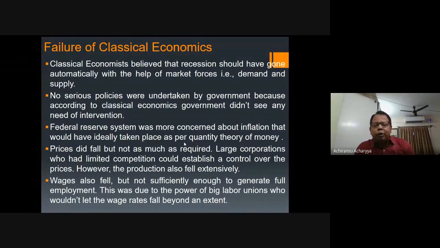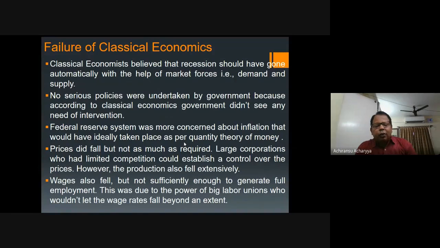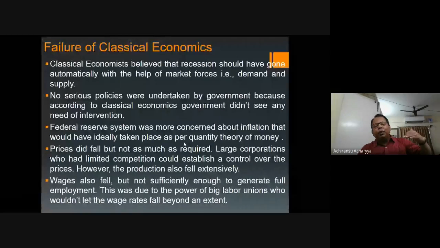The Federal Reserve System was more concerned about the inflation that would ideally have taken place as per the quantity theory of money. Prices did fall, but not as much as required. Large corporations with limited competition could establish control over prices. However, production also fell extensively, so wages also fell, but not sufficiently to generate full employment. This was due to the power of big labor unions, who wouldn't let wage rates fall beyond an extent. So we call it sticky wages and sticky prices.